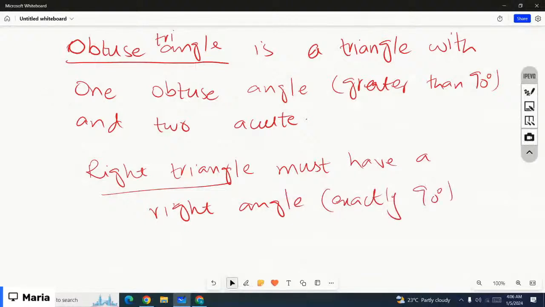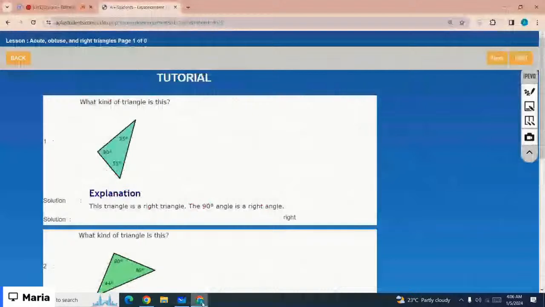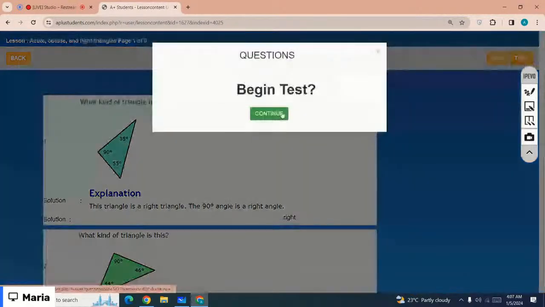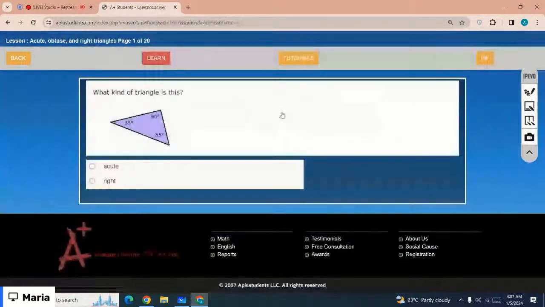Now we're going to start with the lesson, right? So the first example is what kind of triangle it is. Just look at the triangle carefully. You can see one of the angles is 90 degrees. The other two angles are 35 and 55, right? So if you have a 90-degree angle, that means the triangle must be a right triangle. Got it? Let's start with the test questions. Keep the definitions in your mind and start with the examples.